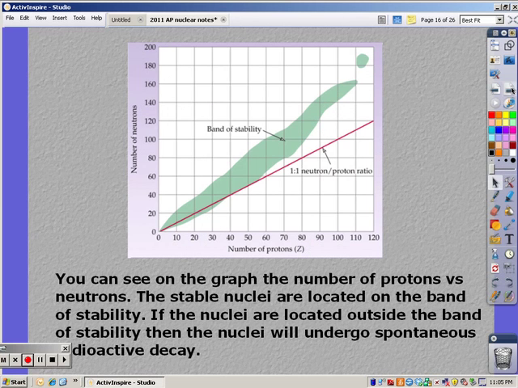If you look at this band of stability graph, you can see protons on the x-axis and neutrons on the y. And if you find atomic number 20, notice that an equal 1-to-1 neutron-proton ratio is in that band of stability. But as the atomic number increases, you need more neutrons to be in this band.